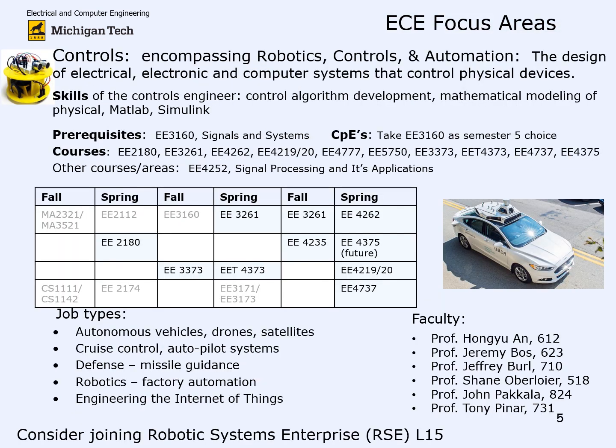The engineer who specializes in control systems will design and develop electrical systems that control physical devices. An example of a simple feedback control system is cruise control on an automobile. A sensor measures vehicle speed, which is input to the control system and compared to the command speed set by the driver. The control system adjusts the engine drive force to obtain the desired speed.